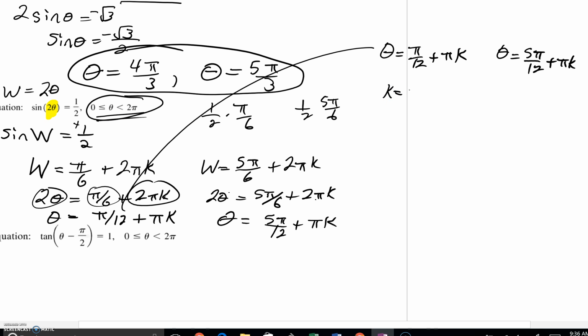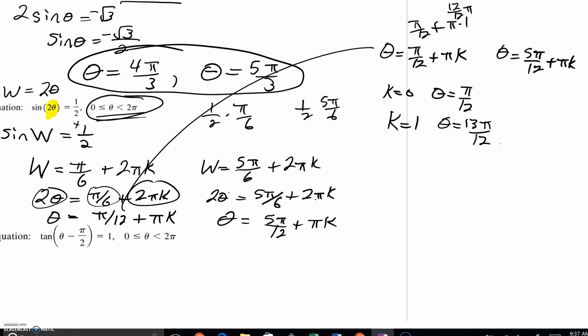I could say what happens when k is equal to 0. What answer would you get? Pi over 12. What happens when k is equal to 1? All of a sudden you'd say, well, I'd get pi over 12 plus 1 pi. That's 12 twelfths pi plus 1 twelfth pi is 13 pi over 12. Look how easily you would have forgotten that 13 pi over 12 if you didn't write the plus 2 pi k. Do you see what I'm talking about?